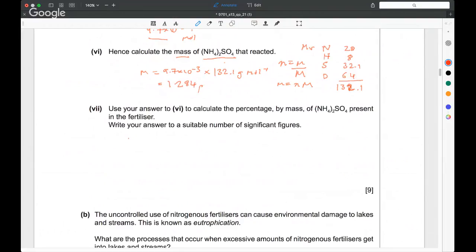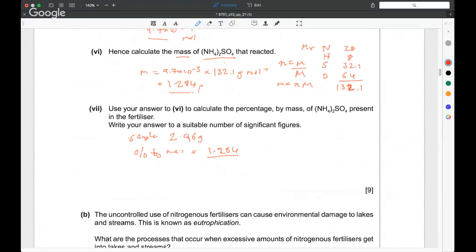Now, the original sample, the mixture of sand and ammonium sulfate, had a mass of 2.96 grams. So that's the sample mass. And we've worked out how much of that mixture is actually ammonium sulfate. So the percentage by mass in the sample is going to be the mass of ammonium sulfate that we had, which is 1.284 grams, divided by the total mass of the sample. That's all the ammonium sulfate and the sand.